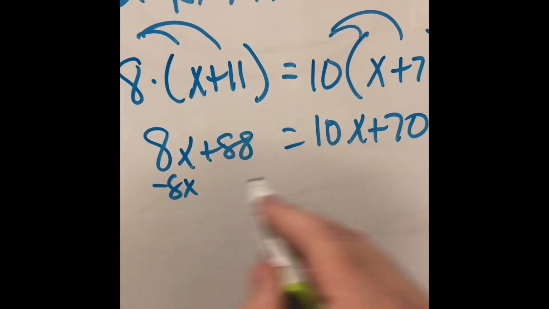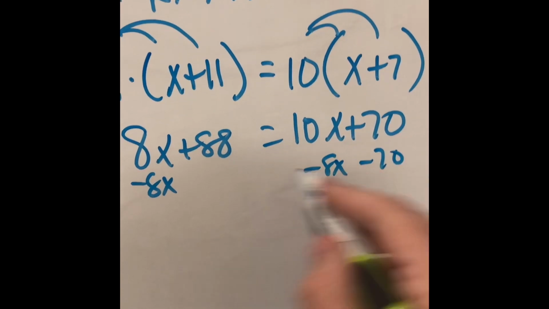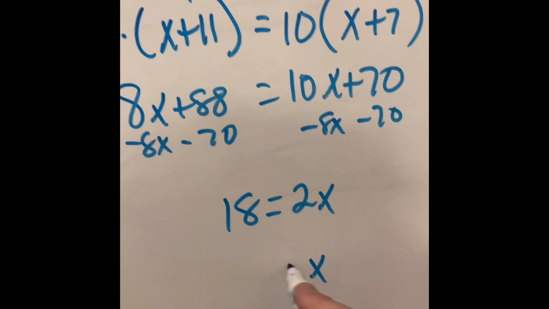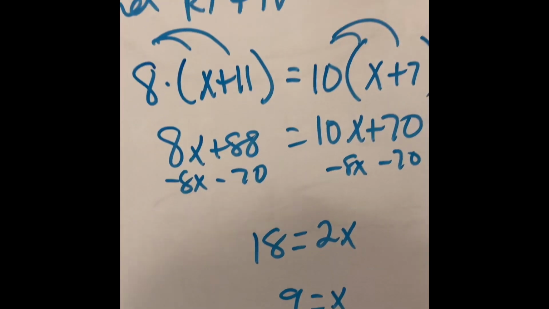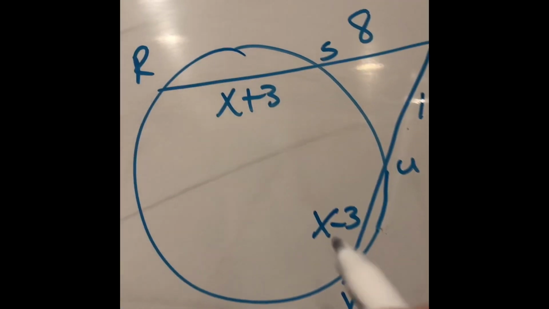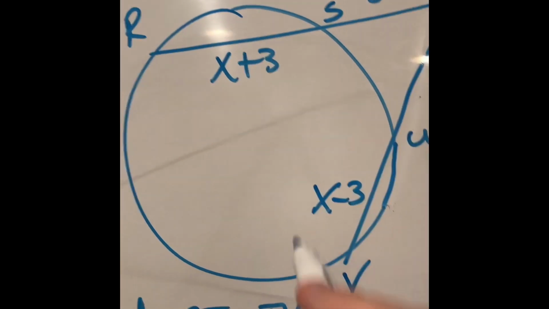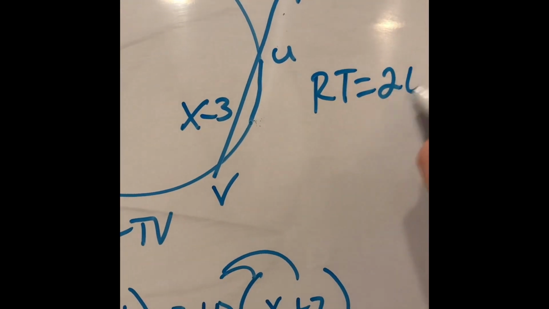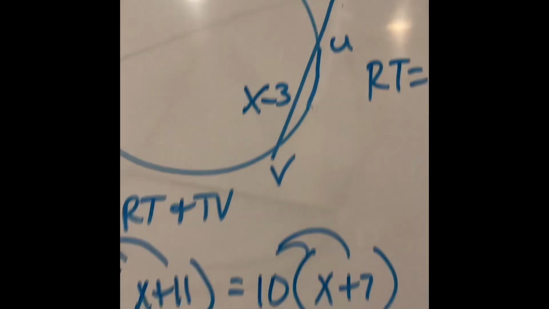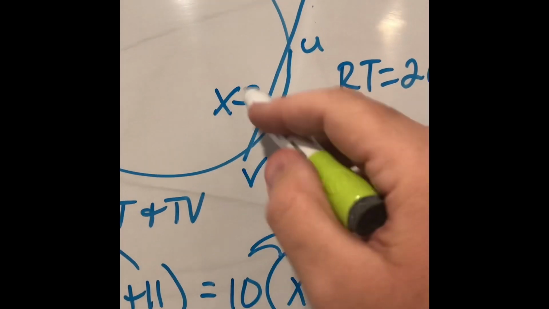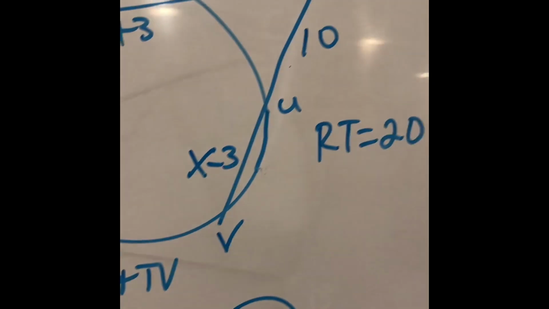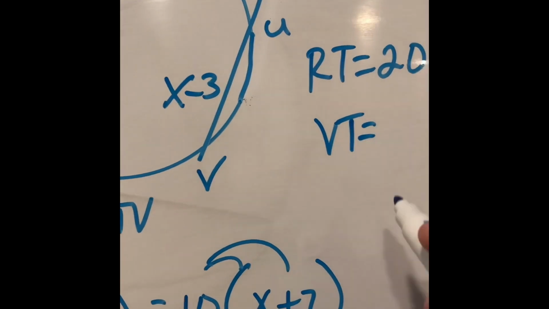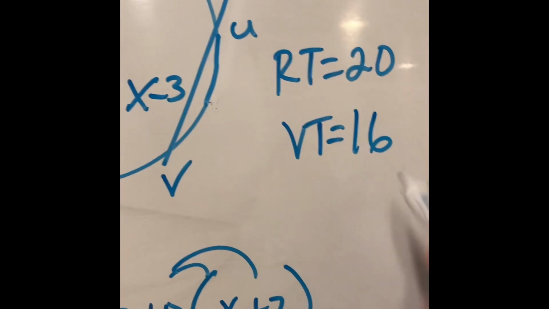So subtract 8x, subtract 70. 18 equals 2x, so x is 9. So now we've got to put 9 back in. Well, if I put 9 up here, 9 plus 3 is 12, plus 8 tells me that RT is 20. When I put 9 in here, 9 minus 3 is 6 plus 10. So VT, or TV, whichever one you want to call it, is going to be 16.